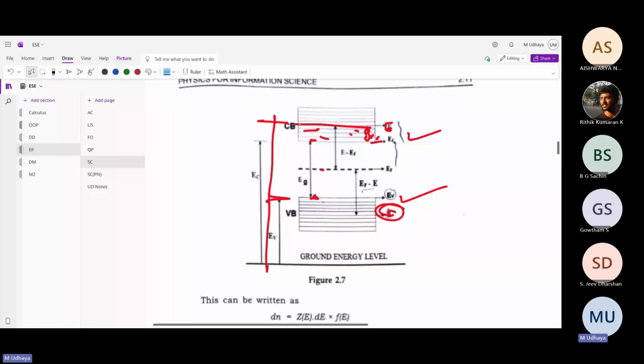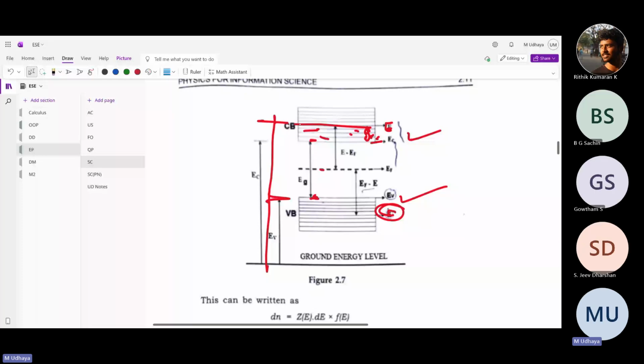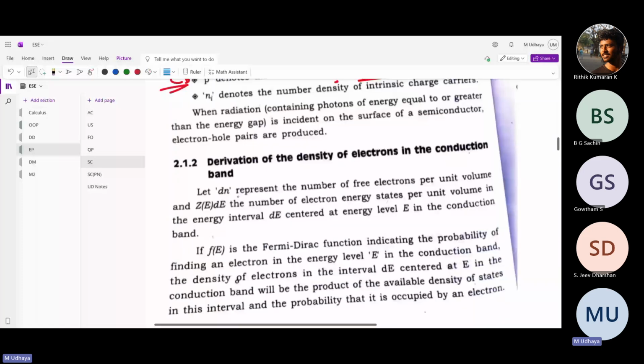Just a few things to note, because we'll be seeing the same diagram each time. So I told you the density of something is equal to the density of states times the Fermi function in that interval. In this case, what are you finding? You are finding the density of electrons in the conduction band only. So you need not put the energy down. You are only computing from the bottom of the conduction band till infinity. So your integral limits are going to be EC to infinity.